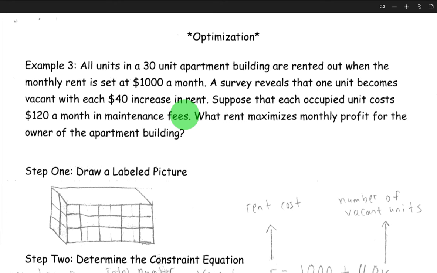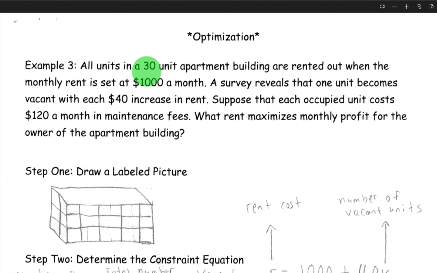Now, I really like this problem. It was written really well by someone, and it's very practical. Because if you've ever rented an apartment or a building to somebody, it costs money to keep it up. So suppose each occupied unit costs $120 in maintenance fees, for fixing water heaters, whatever, maybe fixing electrical problems. What rent maximizes monthly profit for the owner of the apartment building?